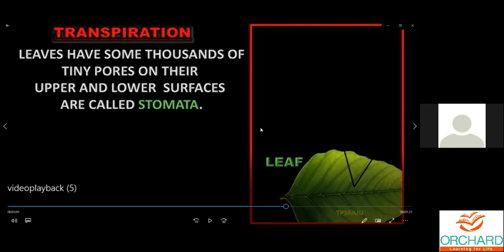Can I play it again, or did you understand it about the transpiration? Yes, you understood. Okay, then we'll move on to the next video. So that's what about transpiration. So next I'll just show you another video.